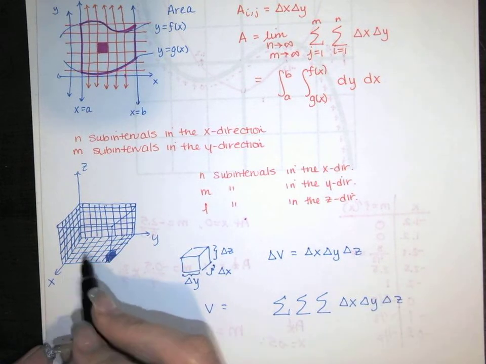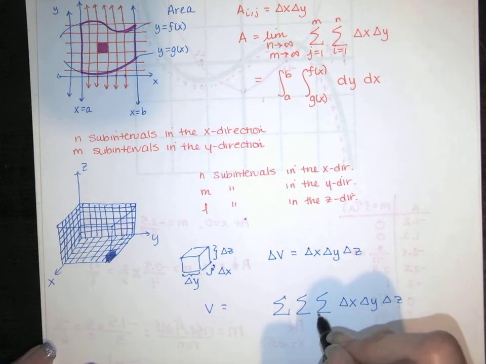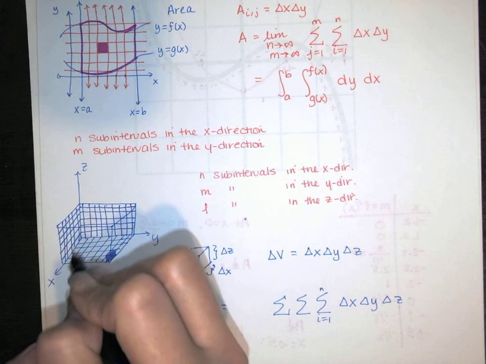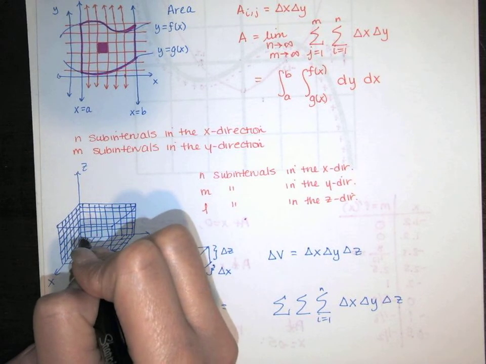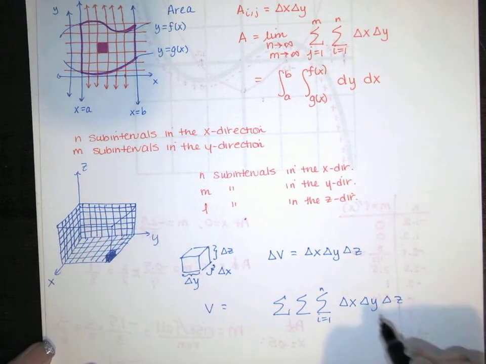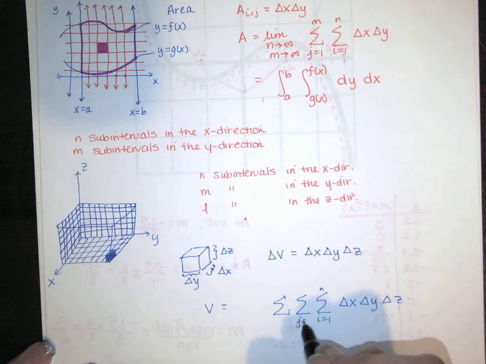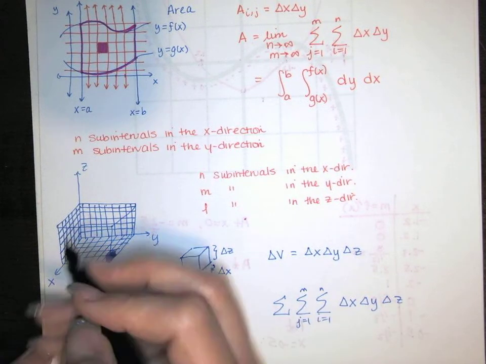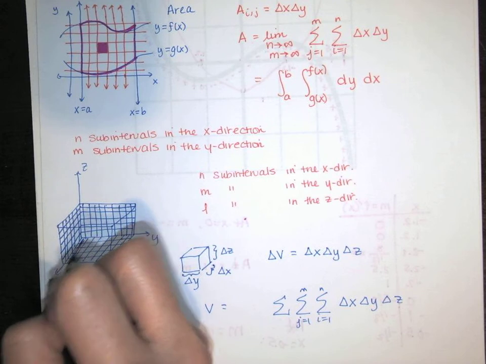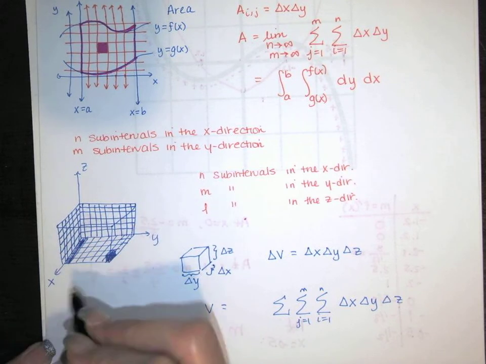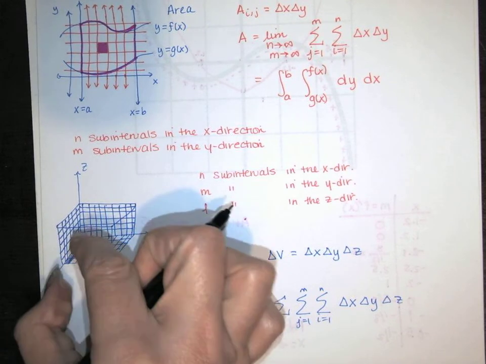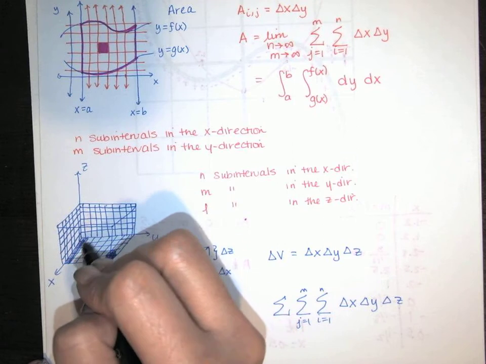I want all the subdivisions in the x direction, so I want i to go from 1 to n. That would give me going from the back to the front. And then I want j to go from 1 to m. So that's i going from 1 to n, j going from 1 to m, which would take this little row and then extend it this way.